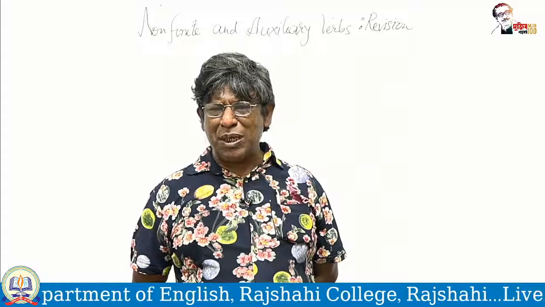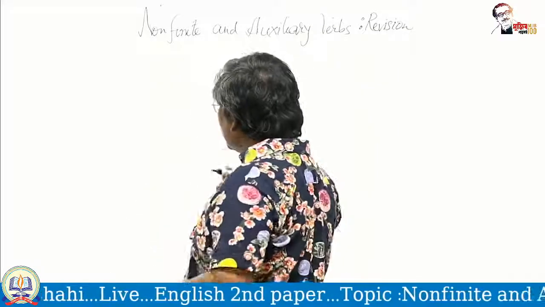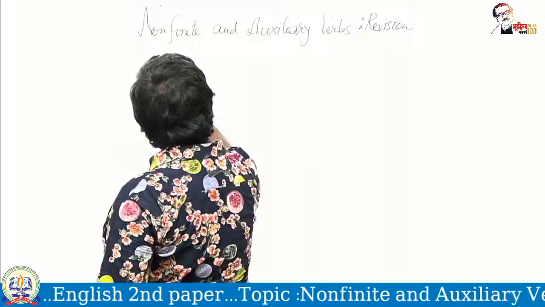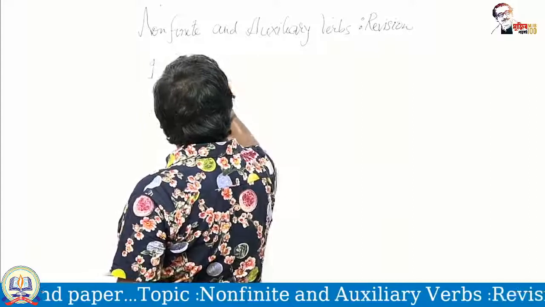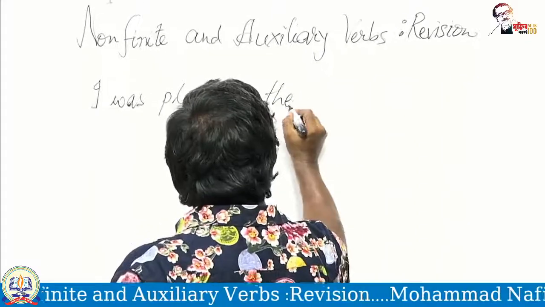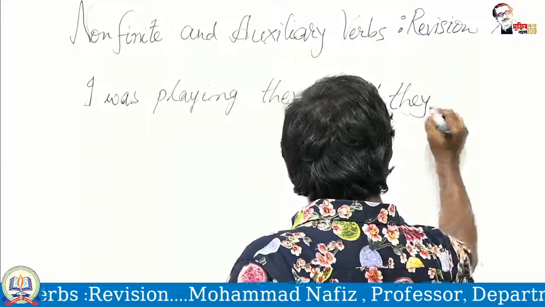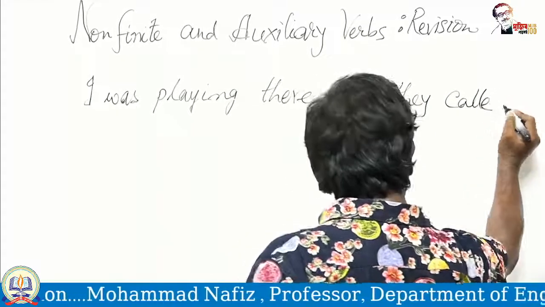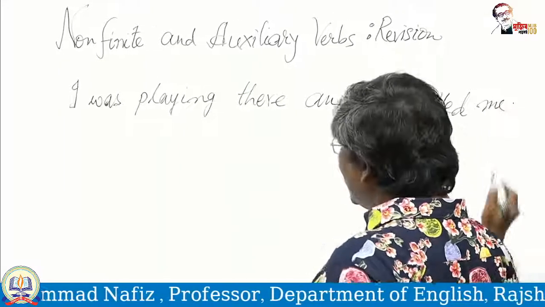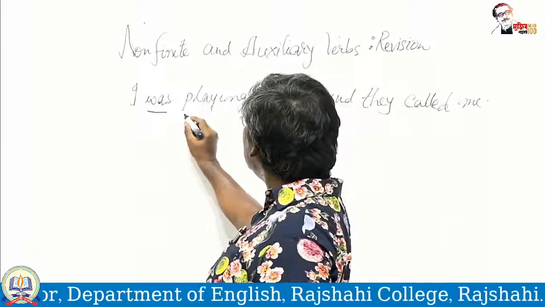Except the finite verbs, we have some other types of verbs in English sentences, and they are non-finite verbs and auxiliary verbs. Look at the sentence I write on the board. Look at this sentence: I am playing there and they called me. We have three verbs in this sentence.